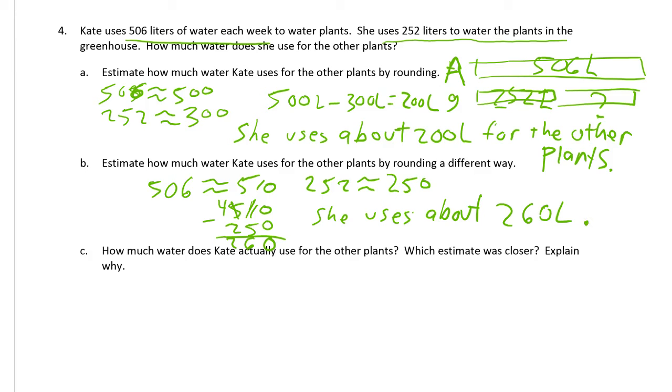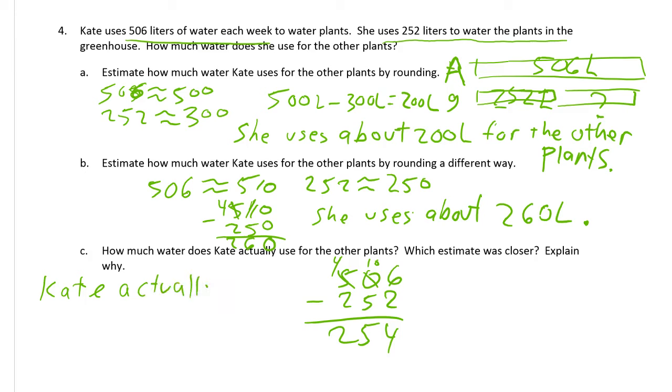How much water does Kate actually use? That's the 506 minus the 252. 6 minus 2. We have enough 1s to subtract 2 1s. There's 4 left. But we don't have any 10s to subtract 5 10s. So we have to break up one of these 100s. So we're unbundling this 100. We'll have 4 100s left after that. And that gets us 10 10s, which added to the 0 is just 10. 10 minus 5 is 5 10s left, and 4 minus 2 is 2 100s, 254. Kate actually, there's the word actually right there, uses 254 liters for the other plants.